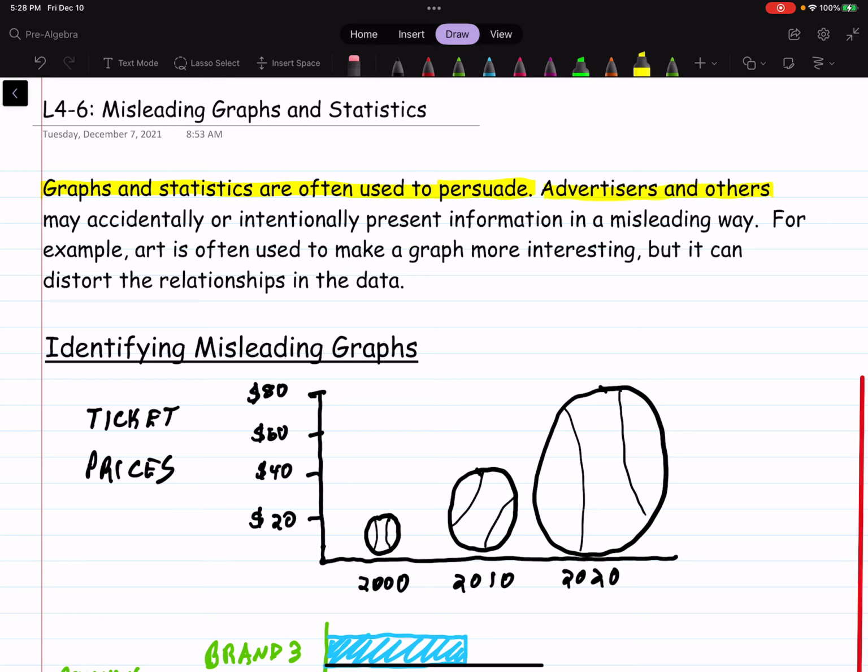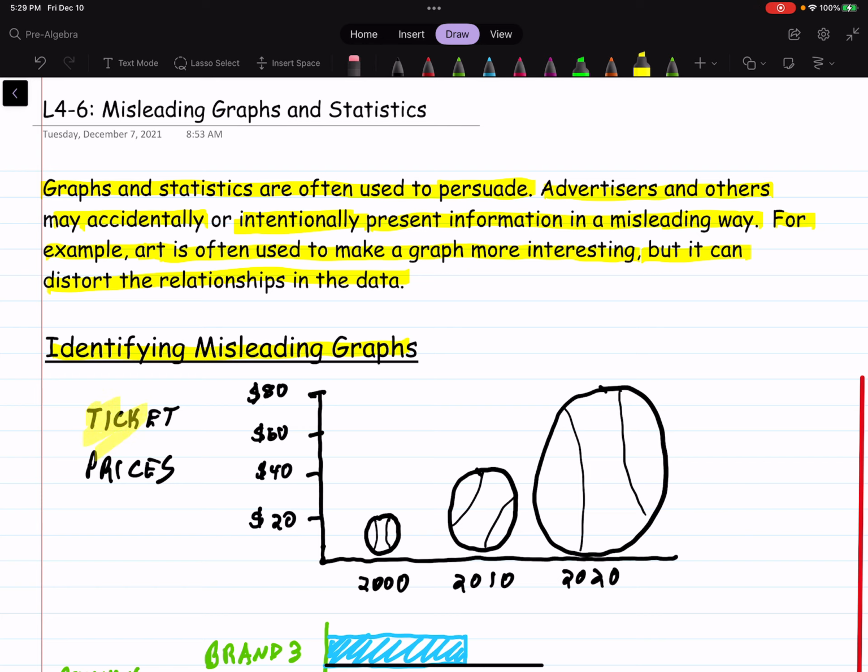Advertisers, especially, may accidentally or more likely intentionally present the information in a misleading way. So we need to be able to identify or at least be aware that any graph or any statistic that is used that we hear, we may need to analyze it to see if it's misleading. For example, art is a common tool used to make graphs more interesting, but it can distort the relationship of the data. What do we mean by that? Well, let's first take a look at identifying some misleading graphics.